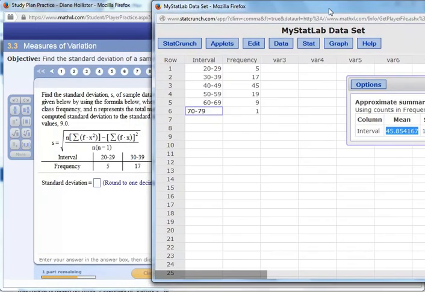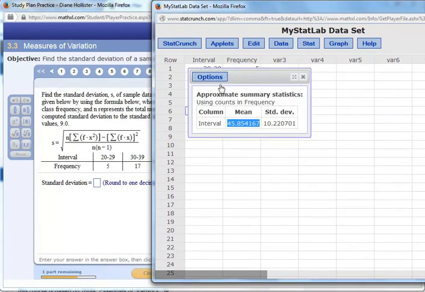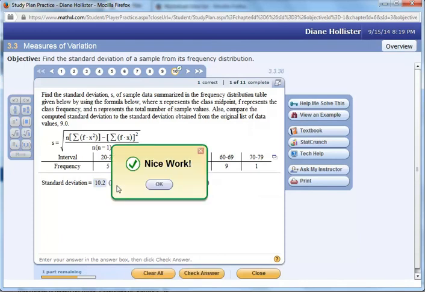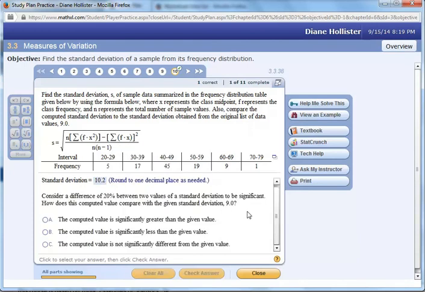So we're going to move back to our homework here for a minute. This particular one just asks us to find the standard deviation. So it says 10.2. Now, the next question says, consider the difference of 20% between two values to be significant. How does this computed value compare with the standard deviation given of 9? So what it's asking us is, is there a 20% difference between the 10.2 and the 9?